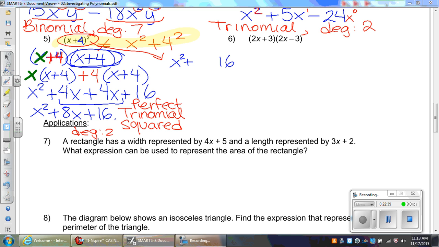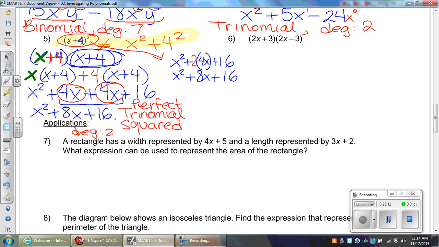And then you double the product of the first term times the second. So that is 4x. So then this becomes x squared plus 8x plus 16. And why do we double? Because we're going to get 2 of those, 1 and 2. All right? Once we start factoring, that becomes kind of important.